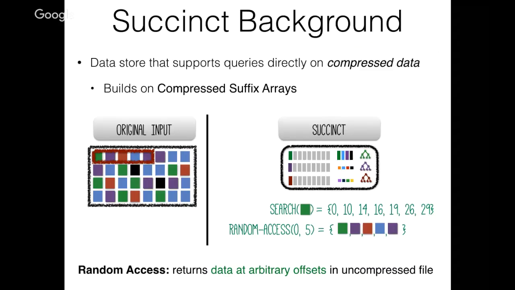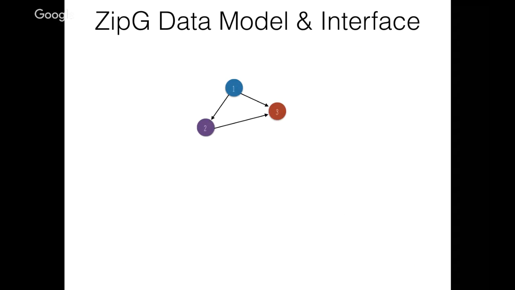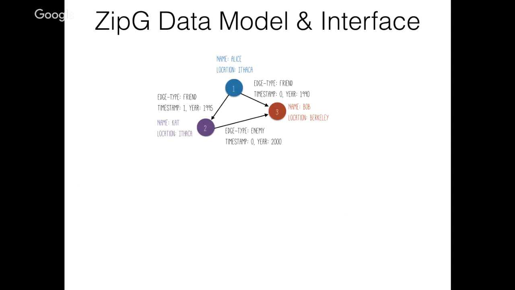Okay. Now, before moving on to how ZipG actually exploits these two queries from Succinct, I'm going to describe ZipG's data model and interface. And to do this, I'm going to use a simple toy graph example with 3 nodes and 3 directed edges as shown in this figure. Each of the nodes has 2 properties, a name and a location, and each of the edges has 3 properties, an edge type, a timestamp, and a year property.